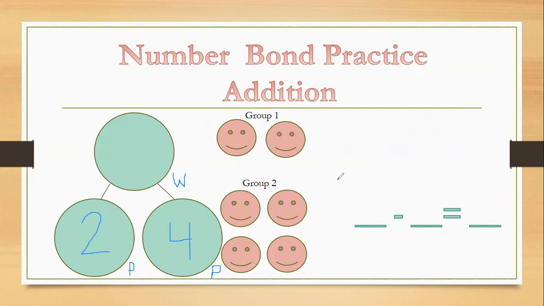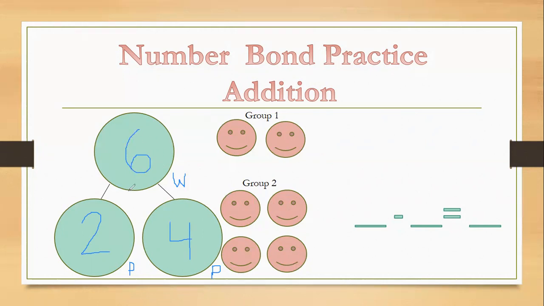We need to figure out what 2 plus 4 equals. And how I'm going to do that is simply by counting up all of my smiley faces together. So go ahead and count with me how many smiley faces we have all together. 1, 2, 3, 4, 5, 6. So 6 is my total. 6 will go in the circle that's all by itself.